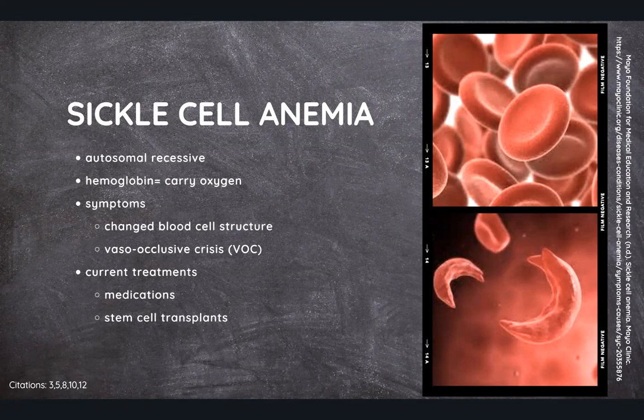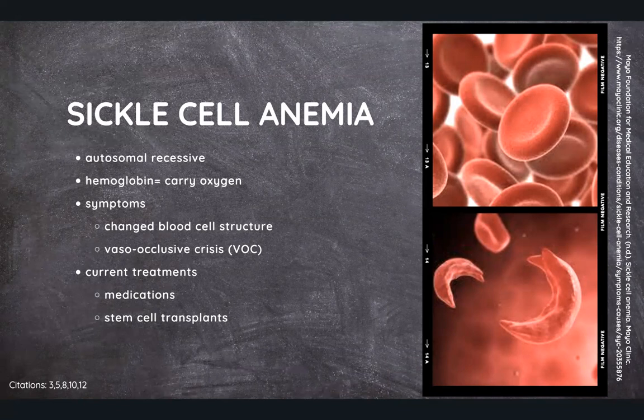An individual has sickle cell anemia when they have two recessive alleles for the hemoglobin gene. Hemoglobin is a protein that carries oxygen in red blood cells, and an abnormality leads to changes in blood cell structure. These abnormal blood cells can also be sticky, which would prevent blood from flowing properly throughout the body, which not only damages organs, but can also affect the heart by causing strokes and other heart diseases. The blockage of blood vessels in sickle cell anemia patients is known as vaso-occlusive crisis, or VOC.